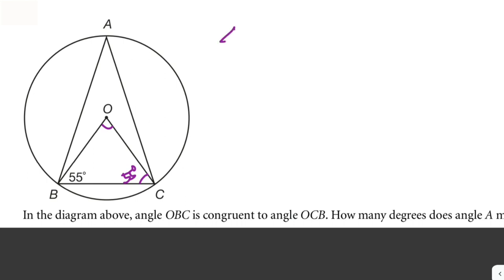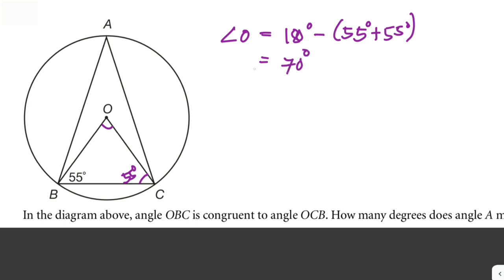So the measure of angle O or angle BOC is equal to 180 degrees minus 55 plus 55 degrees, and this is equal to 70 degrees. So this one is 70 degrees. Okay, angle O here is a central angle. Therefore, the intercepted arc BC here is also equal to 70 degrees.